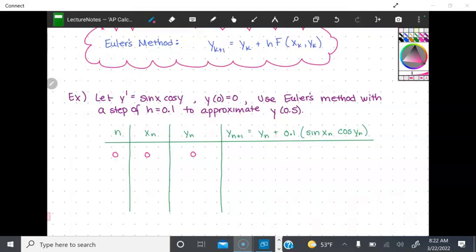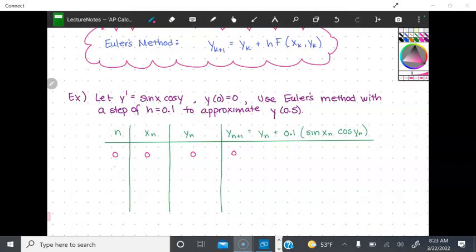Yep, y sub 0 is 0. x sub 0 is also 0. So then sine of 0 is 0, which makes this whole term 0. So 0 plus 0 is 0. Doesn't seem like we got anywhere, but you'll see now, the next step we will. Any questions on where that last zero, or any of the zeros, are coming from?